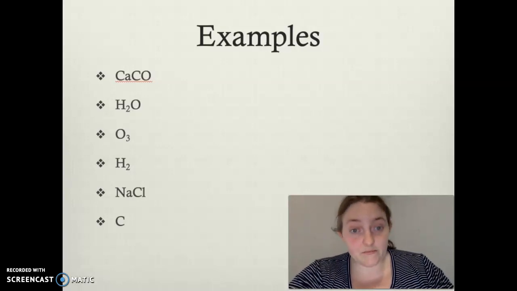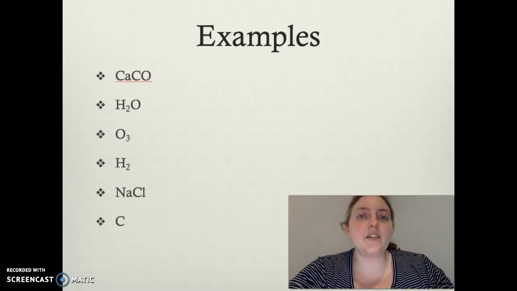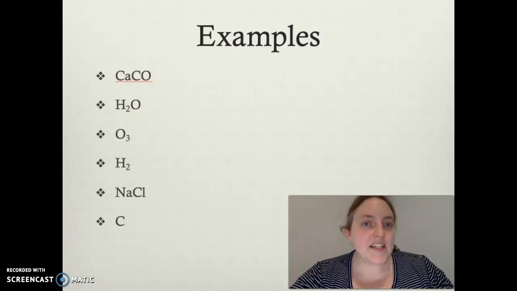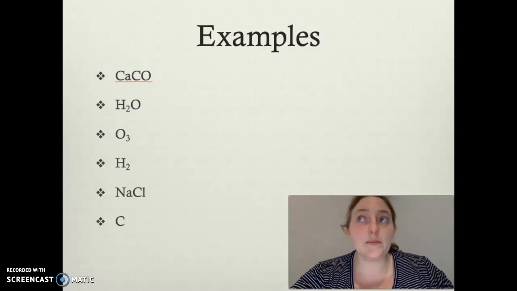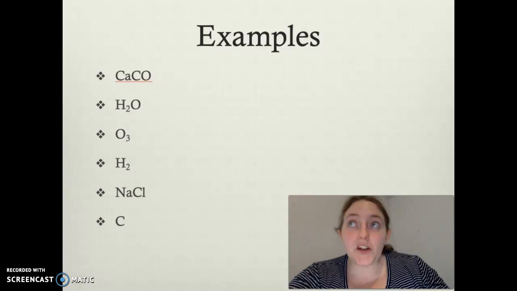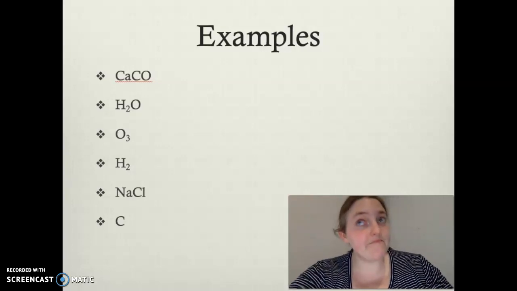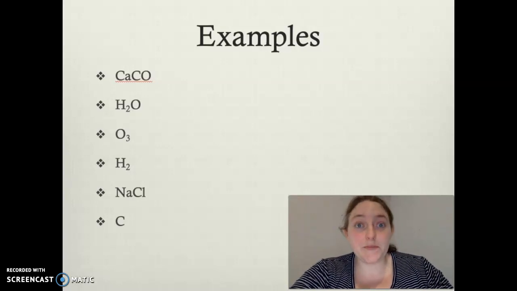Let's look at the next one. Is there more than one element? No. Hydrogen, H2, which is the hydrogen you find in the air. So there's only one element, and that is hydrogen. Is there more than one atom of that element? Yes. So that is a molecule. Next one, sodium chloride, table salt. Is there more than one element? Yes. Therefore, it's a compound and a molecule.